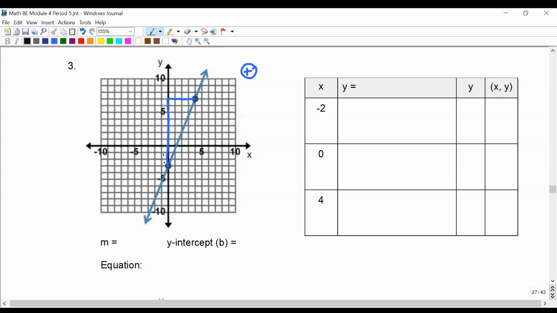So our slope is up 10 and over 4, which simplifies to 5/2. Our y-intercept, it was marked for us, is at -3. So that means our equation, in y equals mx plus b, is y equals 5/2 x plus -3. We're going to write this equation up here.